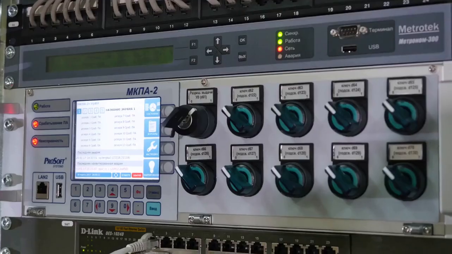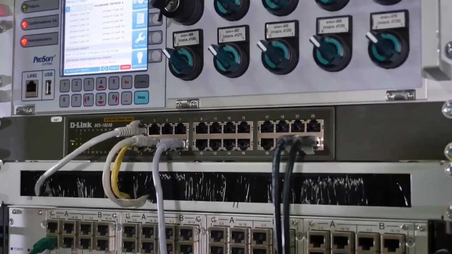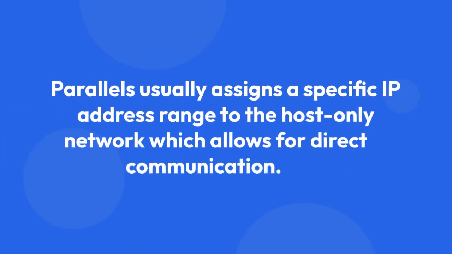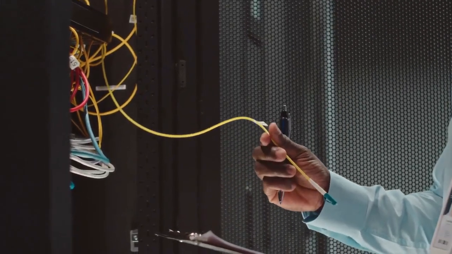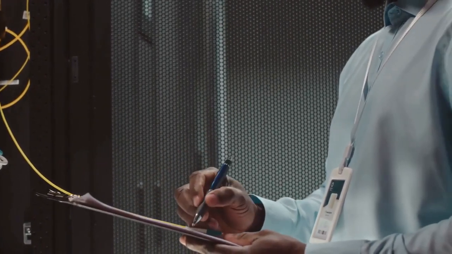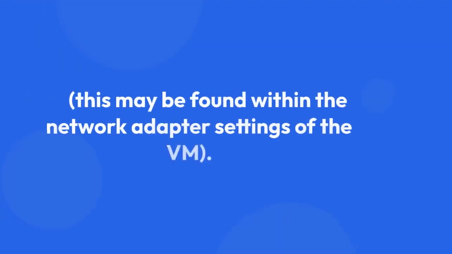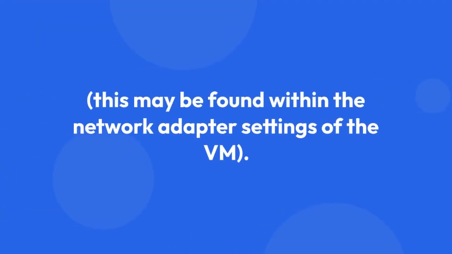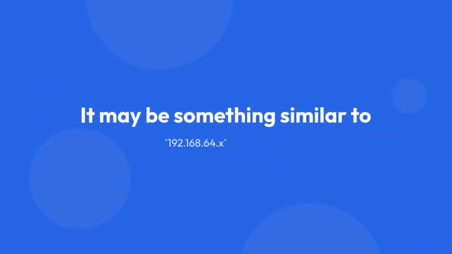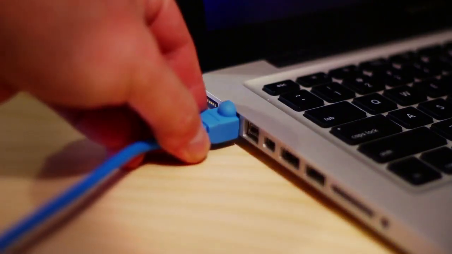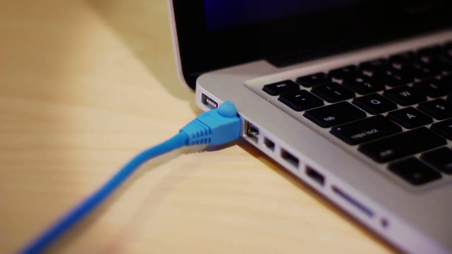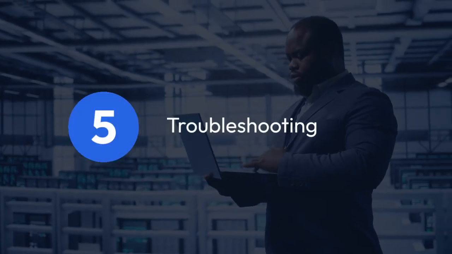4. Accessing your Windows localhost from your Mac. Host-only networking. If you're using a host-only network, the process is slightly different. Parallels usually assigns a specific IP address range to the host-only network, which allows for direct communication. You'll need to determine the IP address of your virtual machine inside the Parallels network settings. This may be found within the network adapter settings of the VM. It may be something similar to 192.168.64.x. Then you can access the localhost from your Mac using a similar method to the above, using the appropriate IP address found.